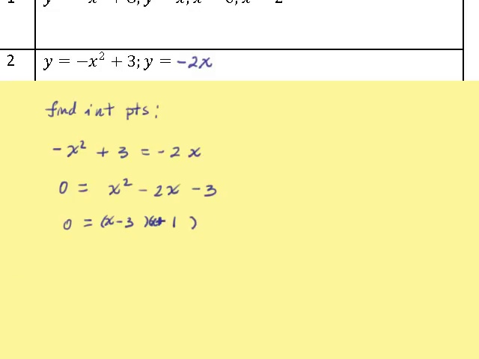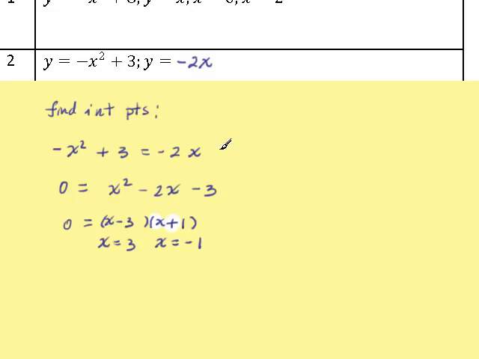Okay, let me just rewrite that. All right, and now solve. So we have x equals 3, x is equal to minus 1. So those are our 2 intersection points.